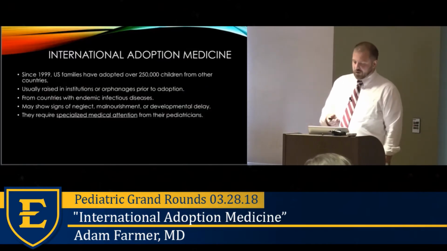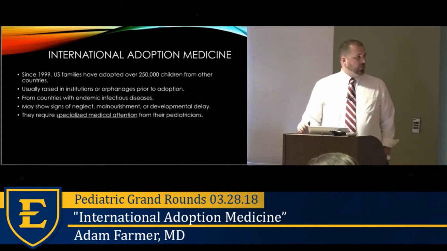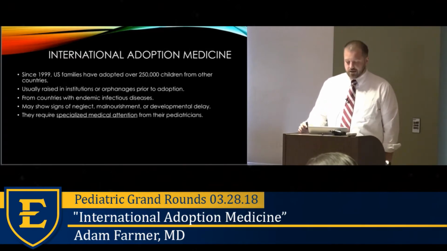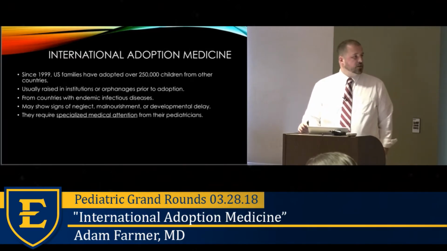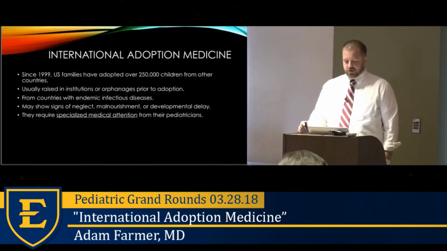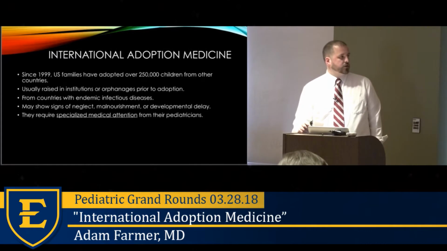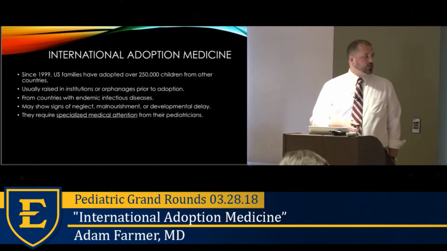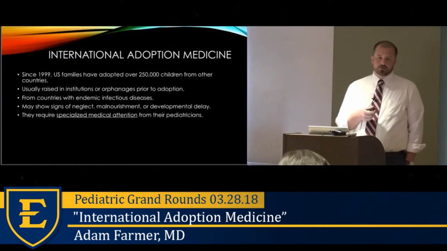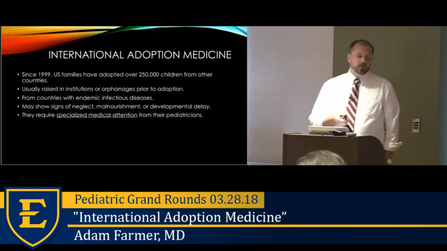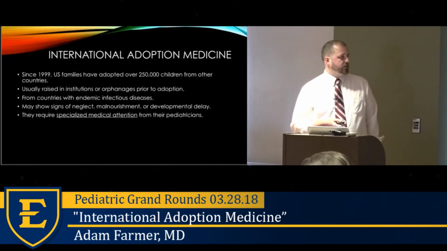So why are we talking a little bit more about international adoption? Why should you all care about it? Well, since 1999, United States families have adopted over 250,000 children from other countries. These children are usually raised in institutions or orphanages prior to them being adopted by U.S. families.